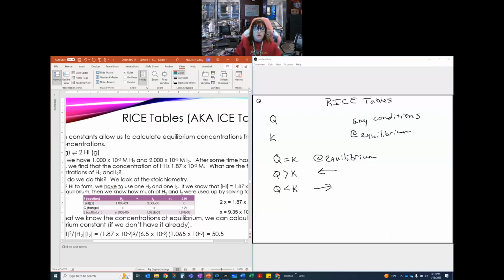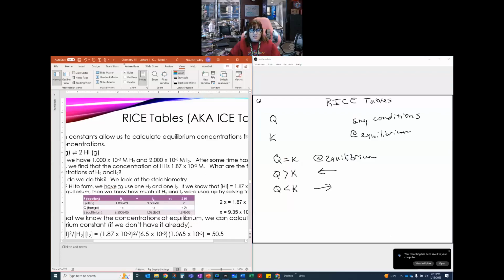So since I start with H2 and I2 and none of my product, the HI, then I know that every time this happens, every time I make an HI, it's because an H2 has been used and an I2 has been used. And that's where this negative x comes from. Because every time I make one of these, I have to get rid of one of these and one of these. And every time I do that, I make two of these. Okay, so that's where those come from.